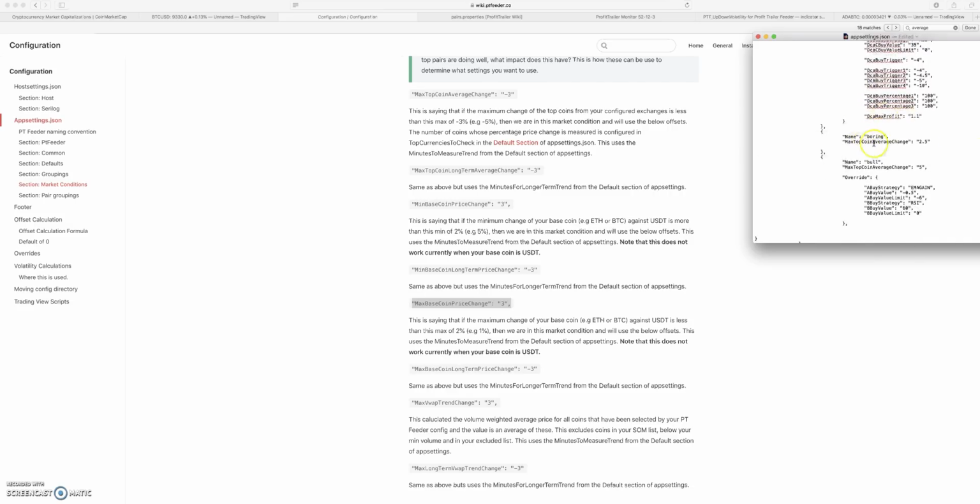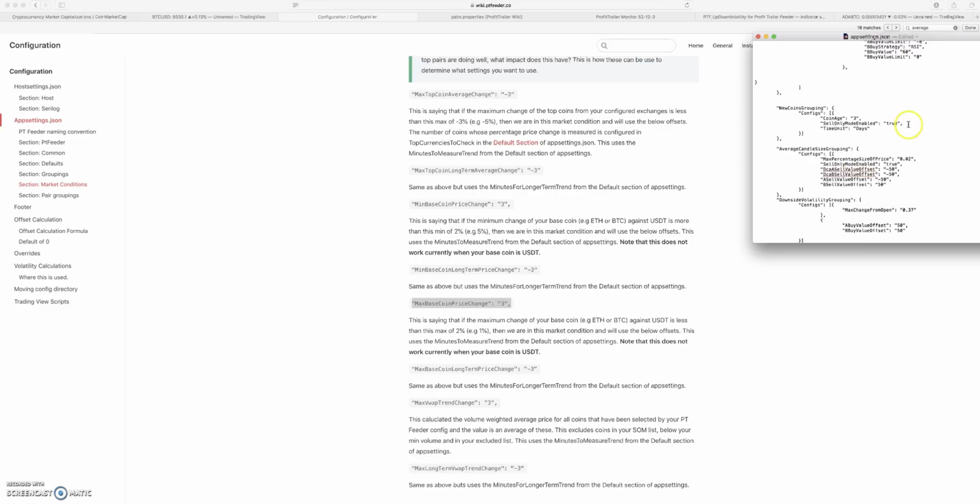And then the same thing goes here. I'm just going to use the max top coin average change in this situation. And then the same idea for the bull market. Again, we've already been over that.